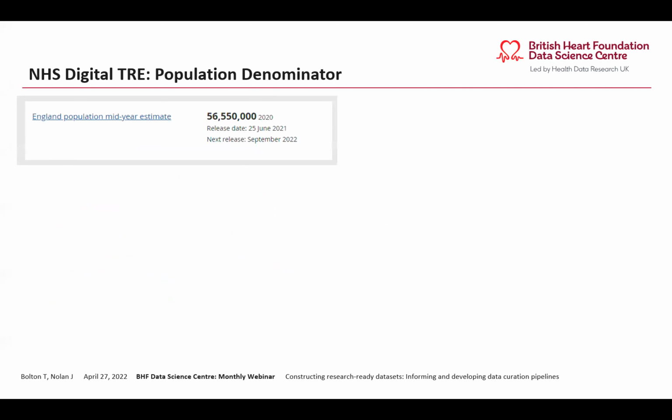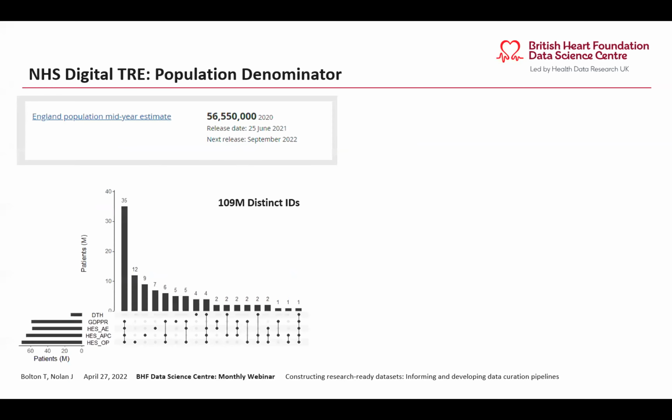Moving on now to talk about the NHS Digital Population Denominator. This is a topic that's been raised a few times by researchers in various projects. And the issue is essentially how to derive a population cohort from across the datasets in the NHS Digital TRE. The latest available population estimate shows 56 million as at mid-2020, which we compare with 109 million IDs taken from across the sources that make up the skinny patient table in the TRE, specifically GDPPR deaths, and then the HES APC outpatients and A&E datasets.